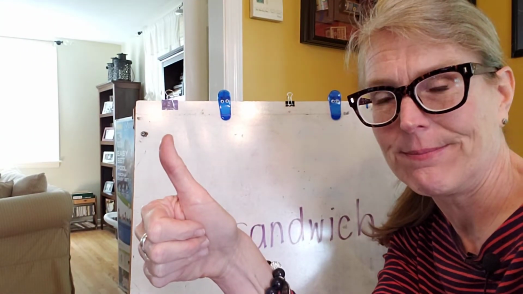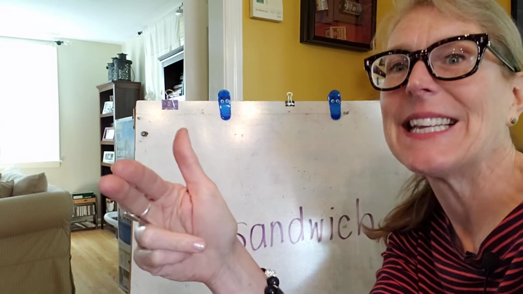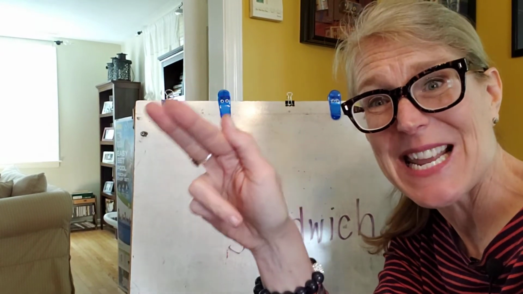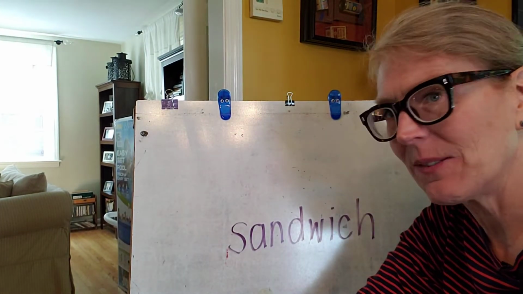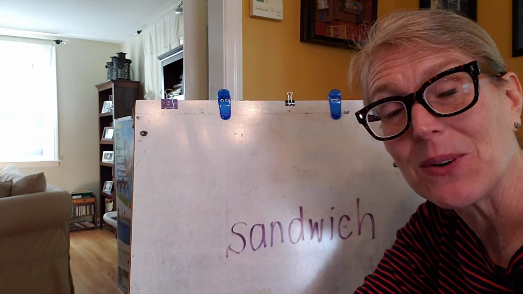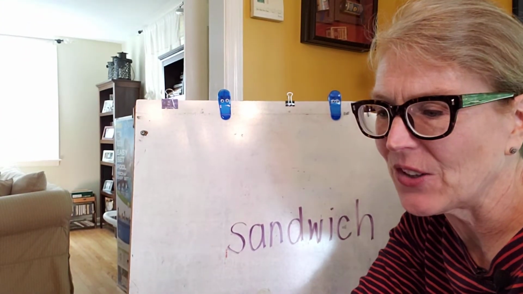Is it a person? No. Is it a place? Is it a thing? It is. It's a thing. So we know it's a naming word. In order for me to make this a sentence, what do I need with that naming word, with that noun? I need an action. Very good.